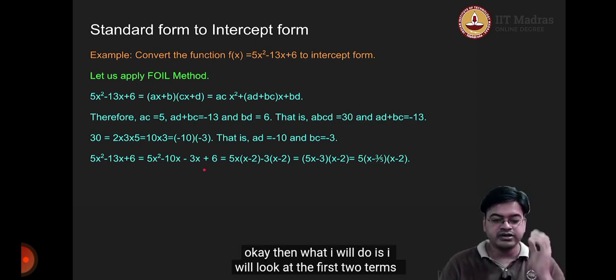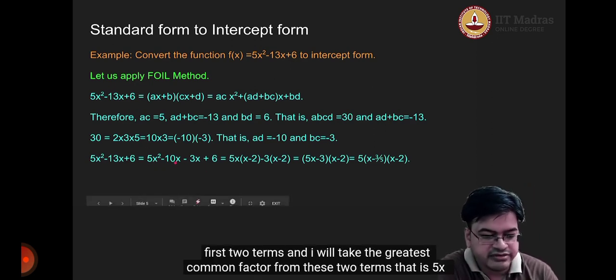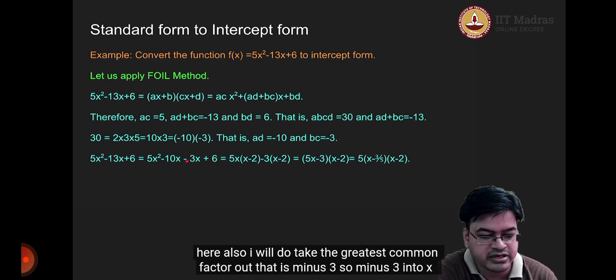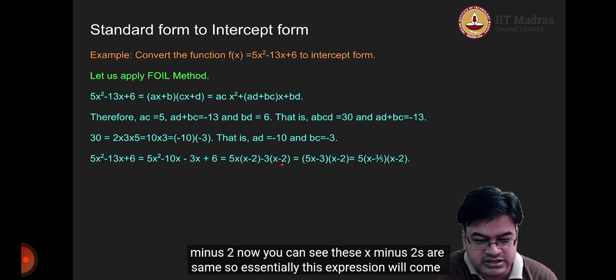Then I will look at the first two terms, and I will take the greatest common factor from these two terms, that is 5x. So I will take 5x, and whatever is remaining I will put in a bracket, that is x minus 2. Here also I will take the greatest common factor out, that is minus 3. So minus 3 into x minus 2. Now you can see these x minus 2s are the same.